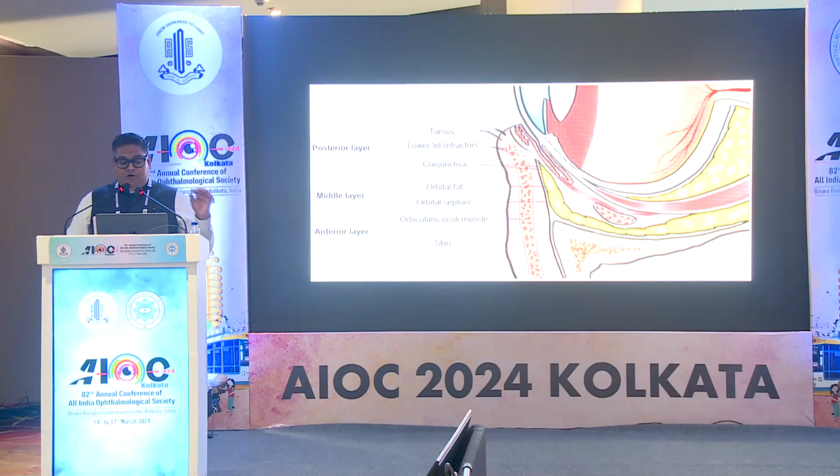It's a little bit important to know the 3 lamellae: the posterior lamella, which is the tarsus, the lower lid retractors, and the conjunctiva, and the anterior lamella, which we know is the skin and the orbicularis. The middle layer, or the middle lamella, which is now more a functional rather than a structural entity, is the orbital fat and the septum. And adding volume here is a very important part.